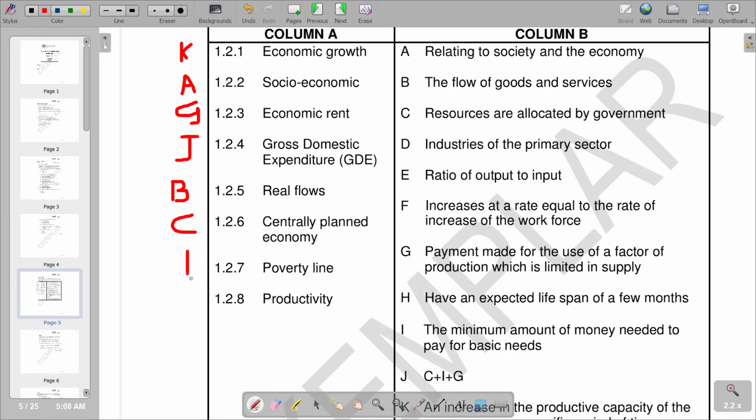So 1.2.8 reads productivity. So we will see which one to match is productivity. But we know that productivity, if we define it from the context of labor, is on average the number of units being produced by the individual worker, which can be translated to say it is the ratio of output to input. Whatever output is being achieved, what is the ratio to the input. So we have got E as the correct response.